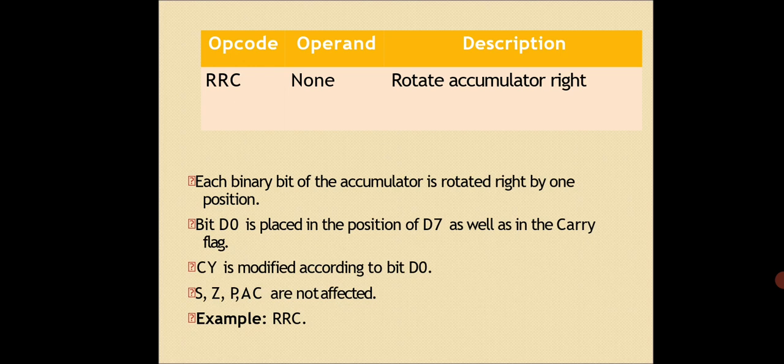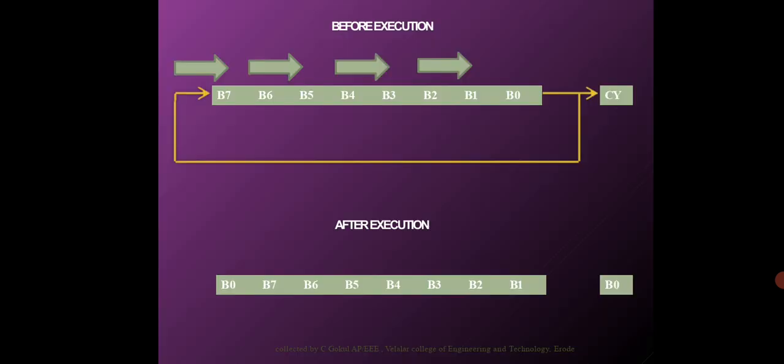So this is also a single byte rotate instruction. It is used to rotate each binary byte in accumulator to right by one position. So bit D0 is placed in bit position D7 as well as in carry flag. You can see in this example that one binary bit is rotated to the right side by one position. So before execution it is B7 to B0 and carry flag, and after execution it is B0 to B1, and one binary bit is rotated by one position to the right side.